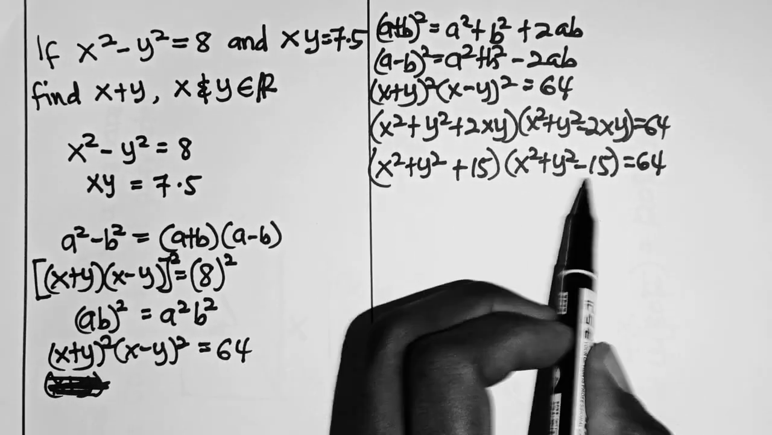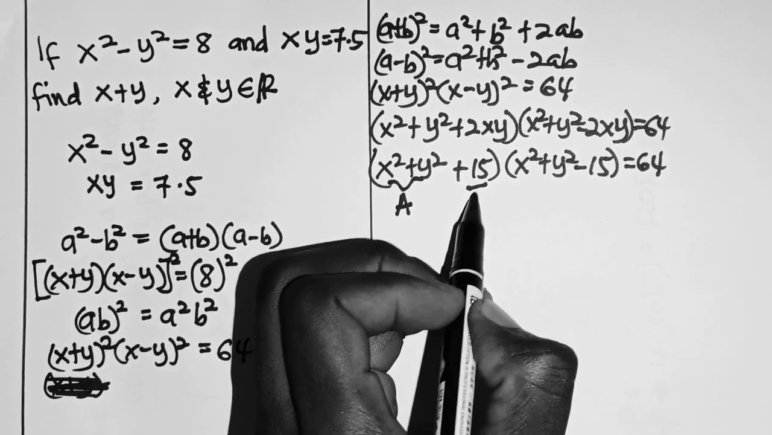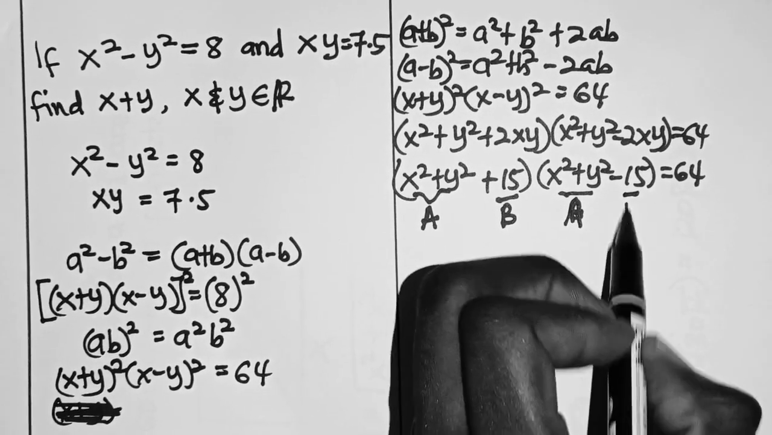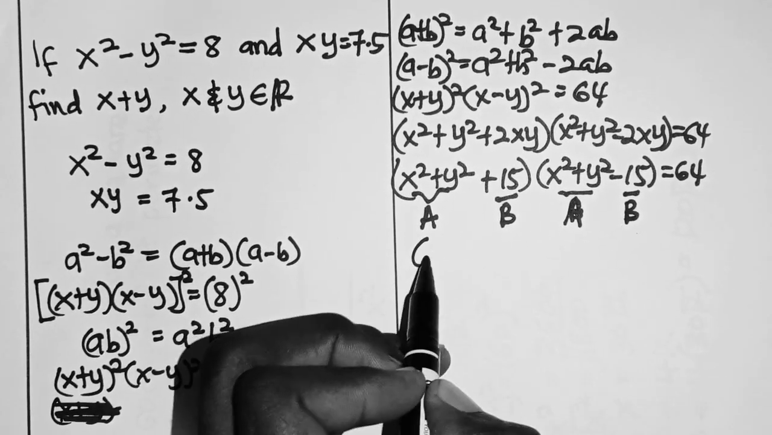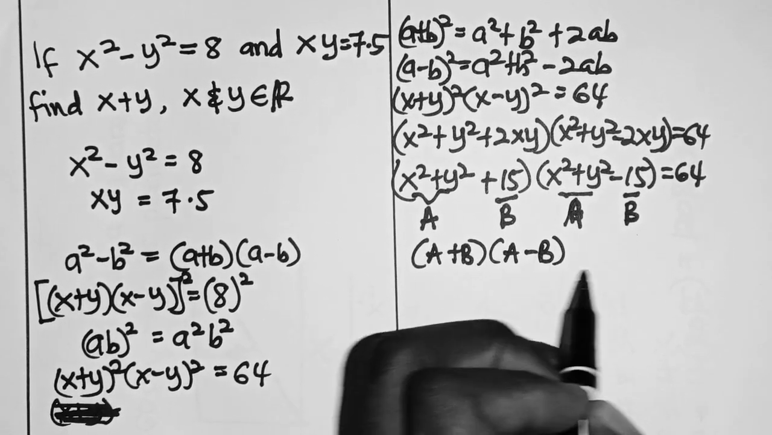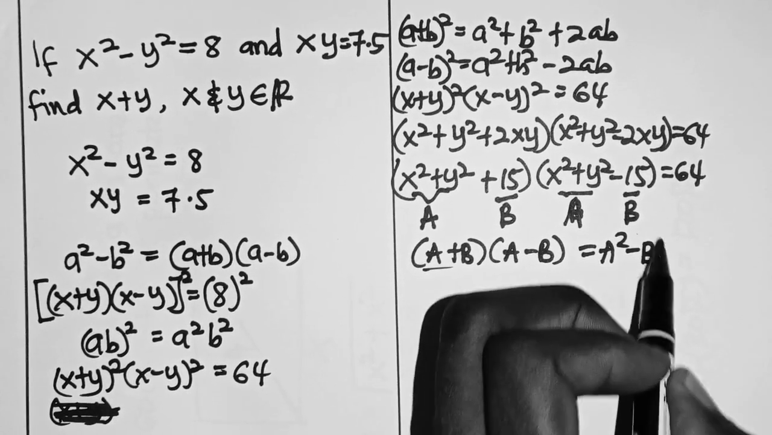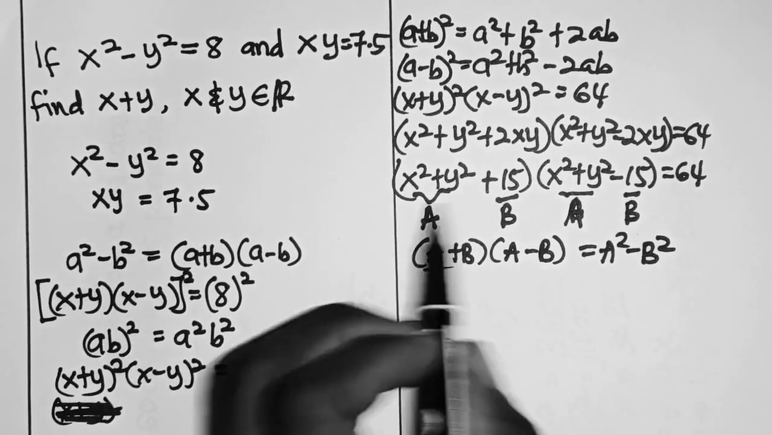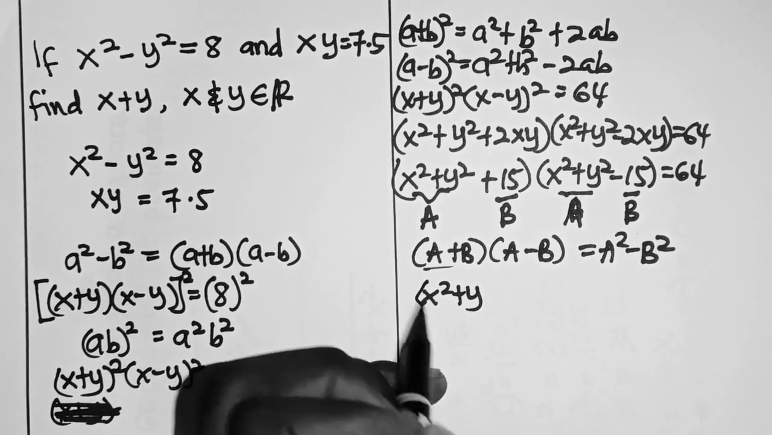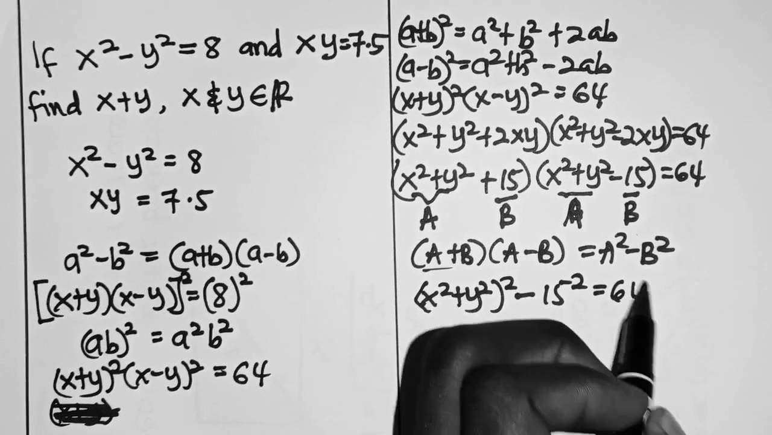So you can see that this one too is a difference of two squares. If we represent this as capital A and we represent this as capital B, this side too is capital A, then here is capital B. So it becomes in one bracket a plus b times another bracket a minus b. So you can see that this is also a difference of two squares, and that's equal to a squared minus b squared. So that means that this becomes x squared plus y squared all squared, then minus 15 squared equals 64.